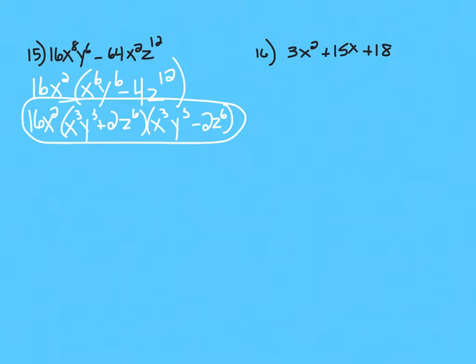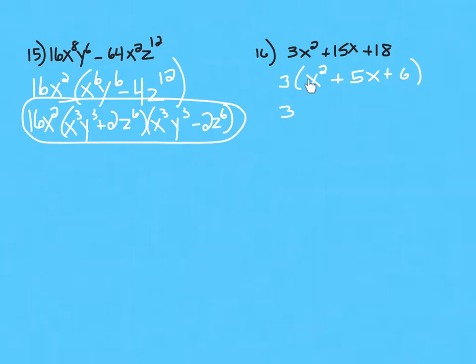Okay, number 16. I did see some people jump right into the rainbow, but remember, what's our first step in factoring? GCF. If you could pull out a greatest common factor, you want to do that first. So in number 16, we can pull a 3 out of each term, which would leave us with x squared plus 5x plus 6 in parentheses. All right, so I'm just going to bring the 3 down, and this is a pretty straightforward factoring problem.